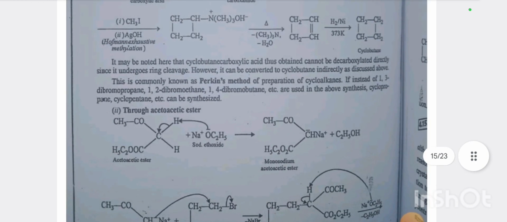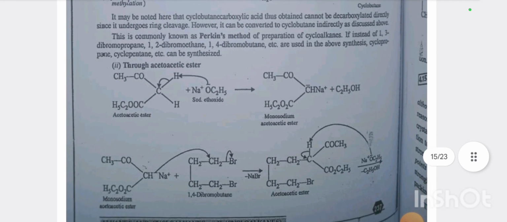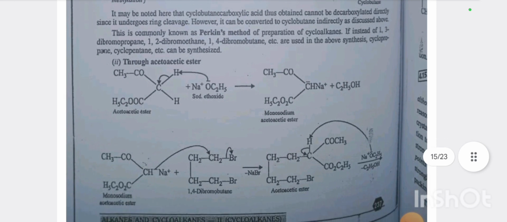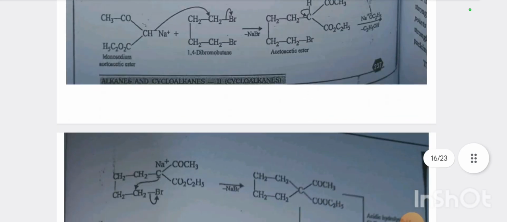It may be noted here that the cyclobutane carboxylic acid thus obtained cannot be decarboxylated directly since it undergoes ring cleavage. However, it can be converted to cyclobutane indirectly as discussed below. This is commonly known as Perkin's method of preparation of cycloalkanes. If instead of 1,3-dibromopropane, 1,2-dibromoethane, 1,4-dibromobutane, etc. are used in the above synthesis, cyclopropane, cyclopentane, etc. can be synthesized.